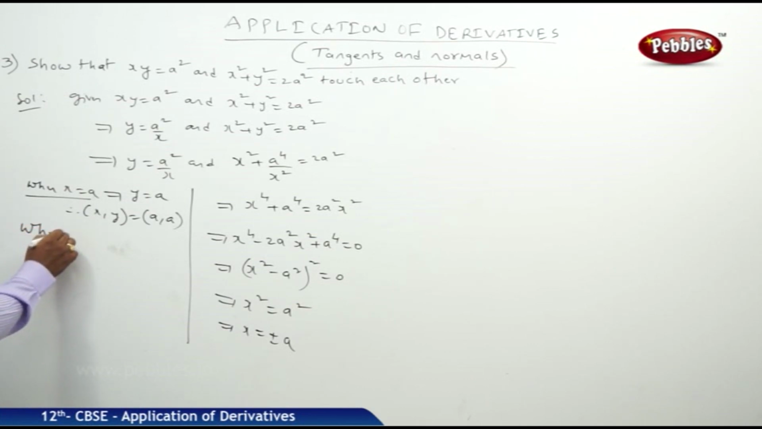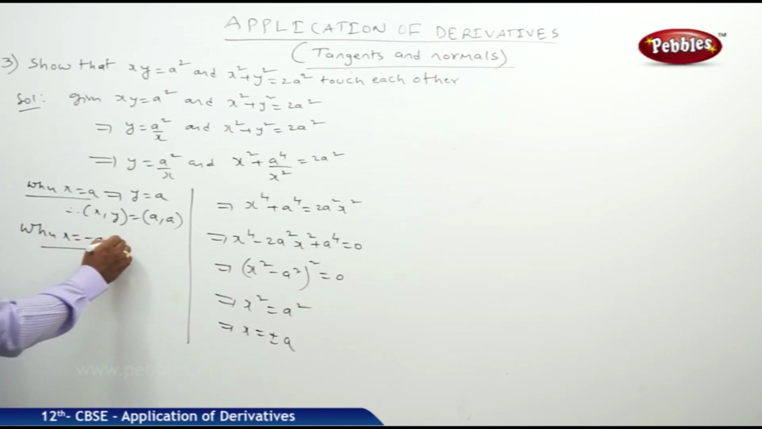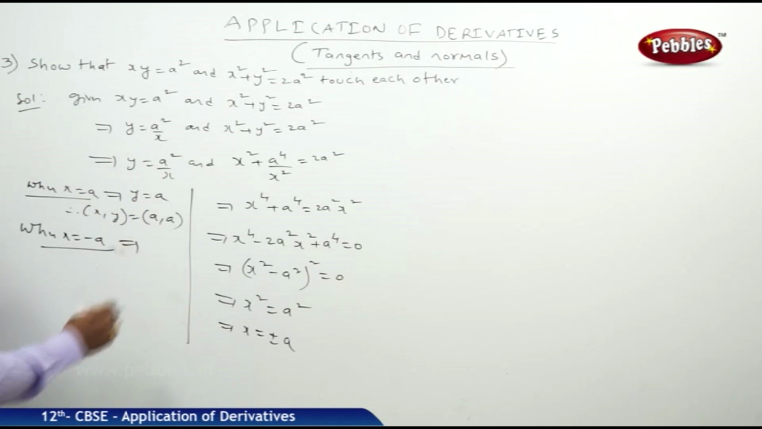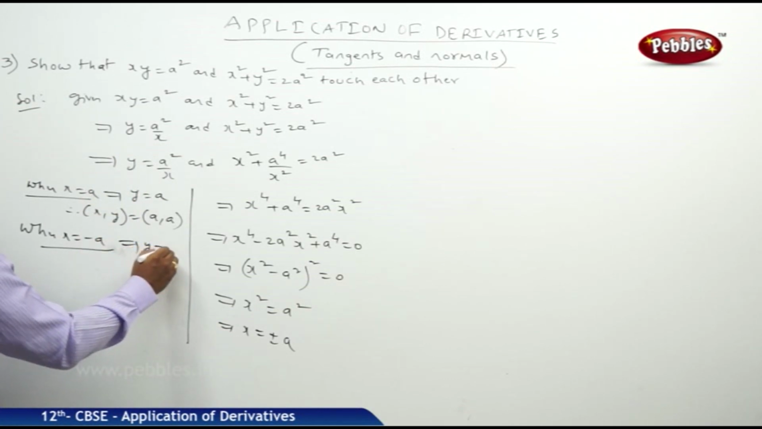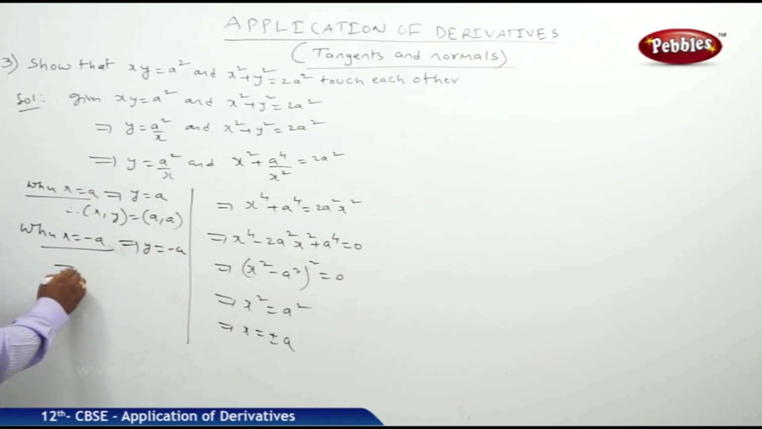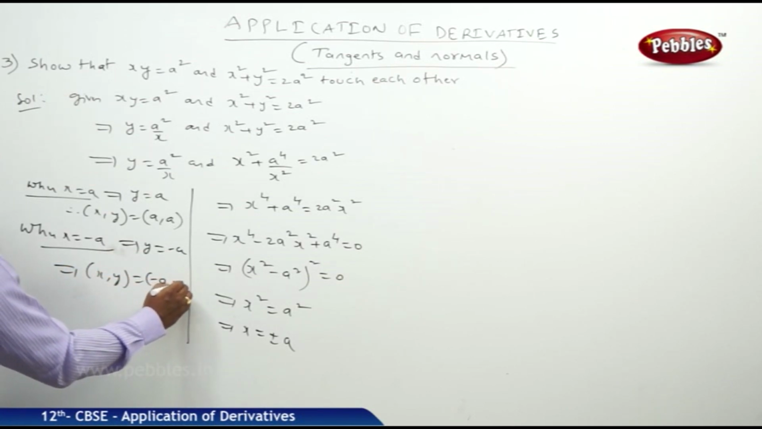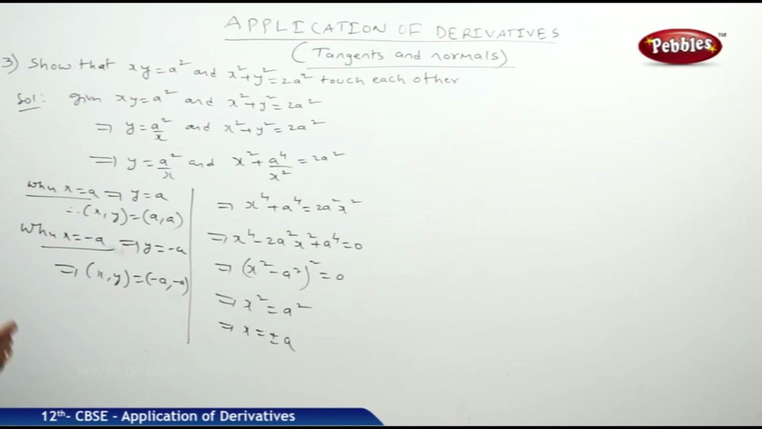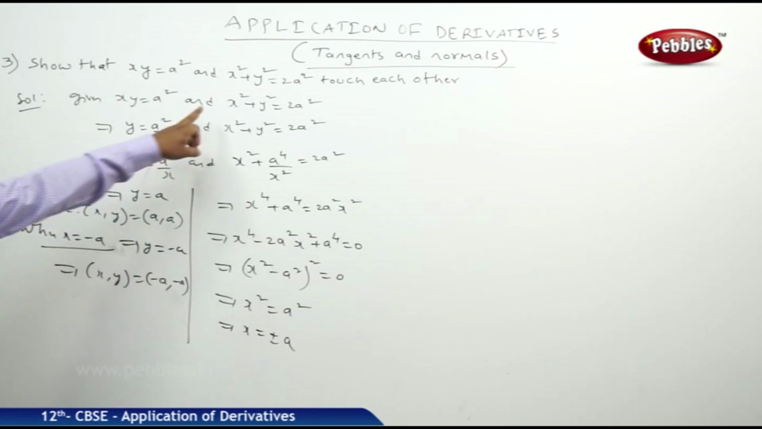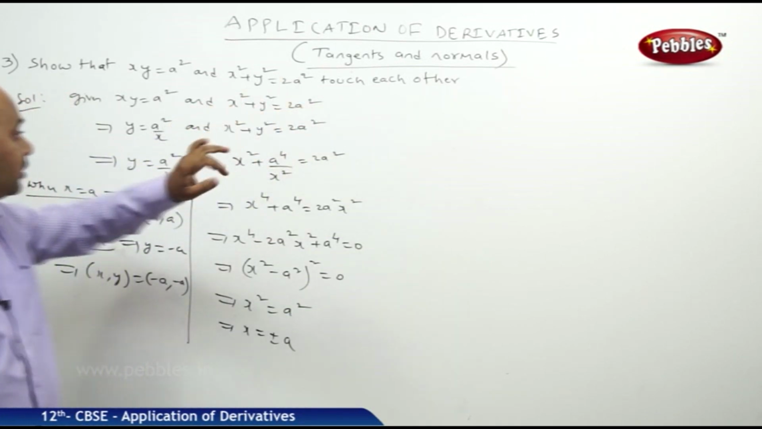Now when x is equal to minus a, if I substitute here, what happens? Y is equal to minus a. That means another point of intersection is (minus a, minus a). Once again I am telling up to here what we have done. xy is equal to a square and x square plus y square is equal to 2a square.